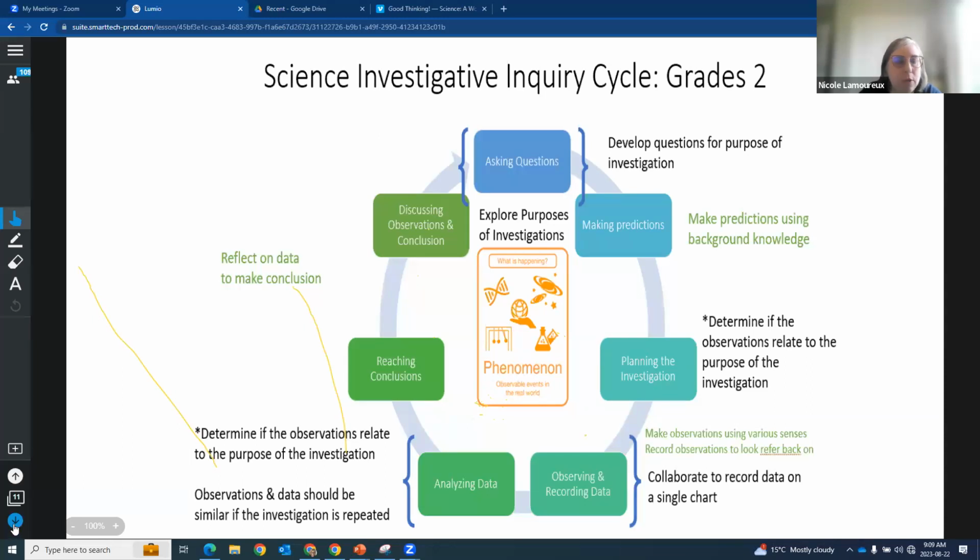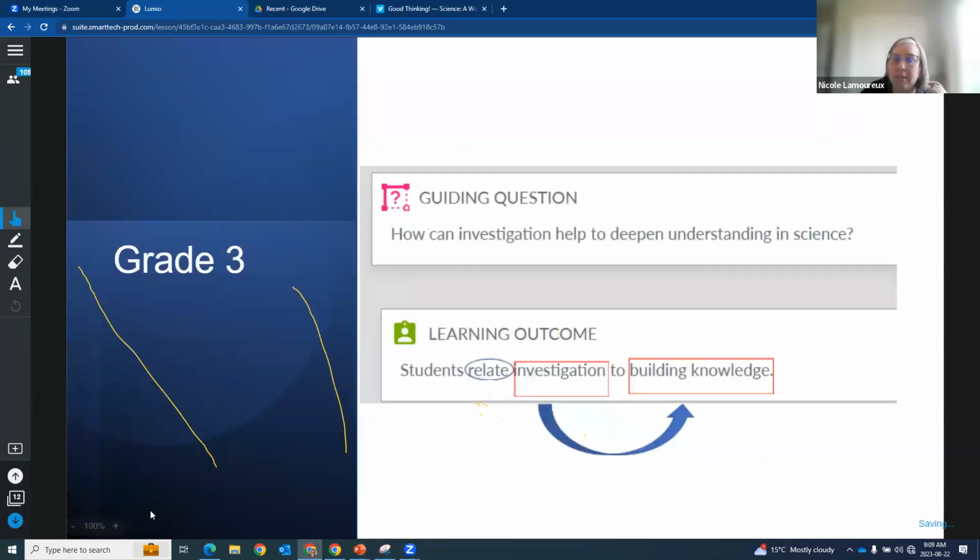Okay, we will lastly look at grade 3. So we will come back to something like this with grade 2 kind of out, and then you're going to see, well, where does grade 3 layer into this investigation cycle? All right. So grade 3 is looking at students relating investigation to building knowledge.